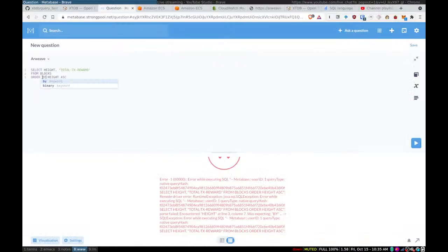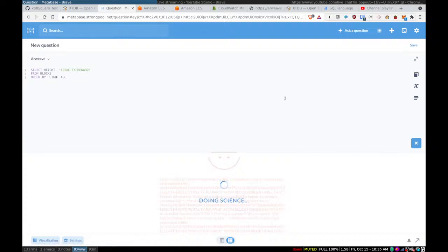Let me copy this. Oh, silly. These errors are not super readable. It probably says it very clearly in here somewhere. From block, parse failed, height was expecting. Yeah, it does say it. It's kind of difficult to read them. I'll probably get better at that over time.